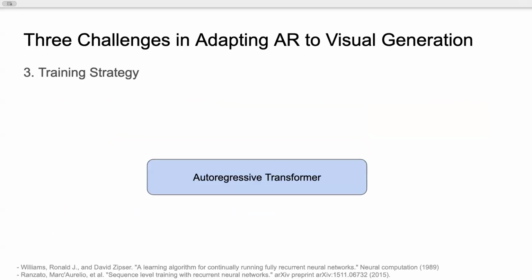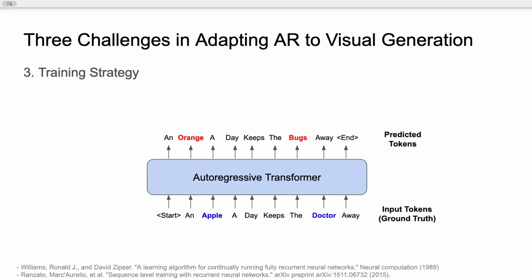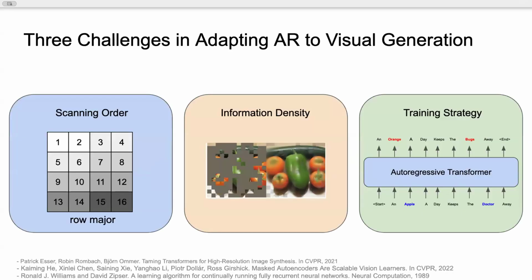Third, training strategy. Autoregressive models are usually trained with teacher forcing. This stabilizes training, but somehow causes the so-called exposure bias, meaning the model will struggle during inference because the model has no access to ground truth tokens anymore. It can only rely on its own predictions. Okay, to summarize, we think there are at least three challenges in adapting autoregressive models to visual generation: scanning order, information density, and training strategy.